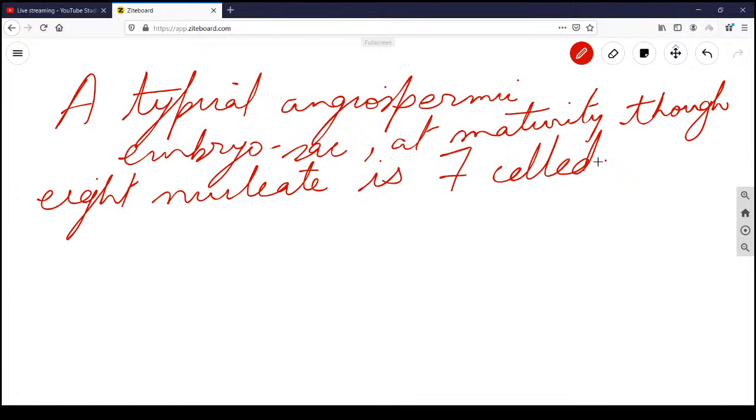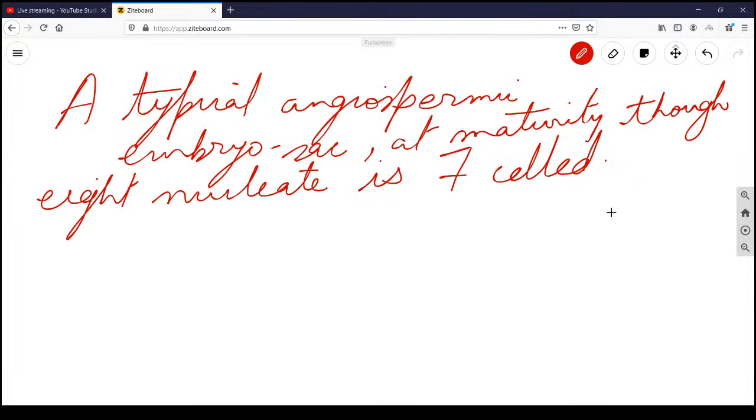The development of the embryo sac is from 1 megaspore only. That one functional megaspore divided 3 times via mitosis and gave rise to all these 8 cells, and that entirely developed this embryo sac.